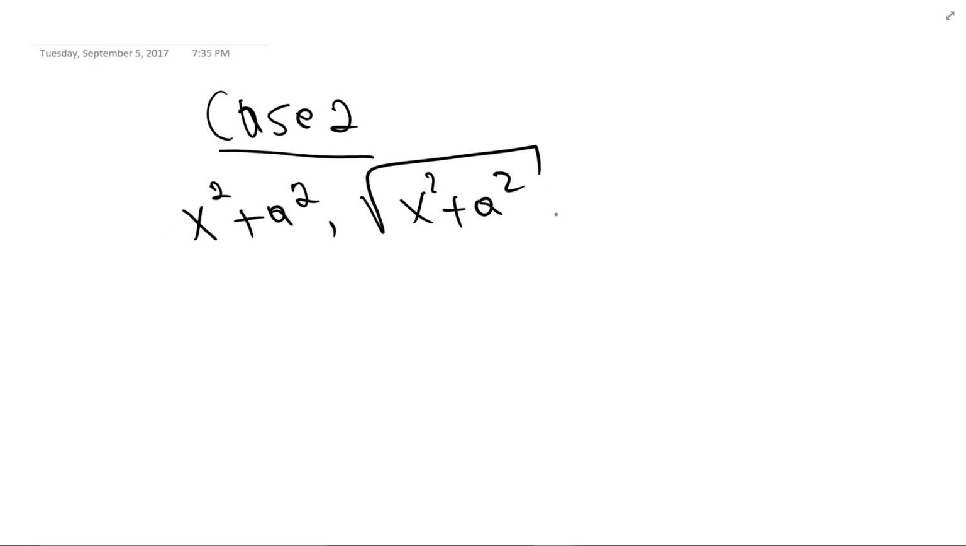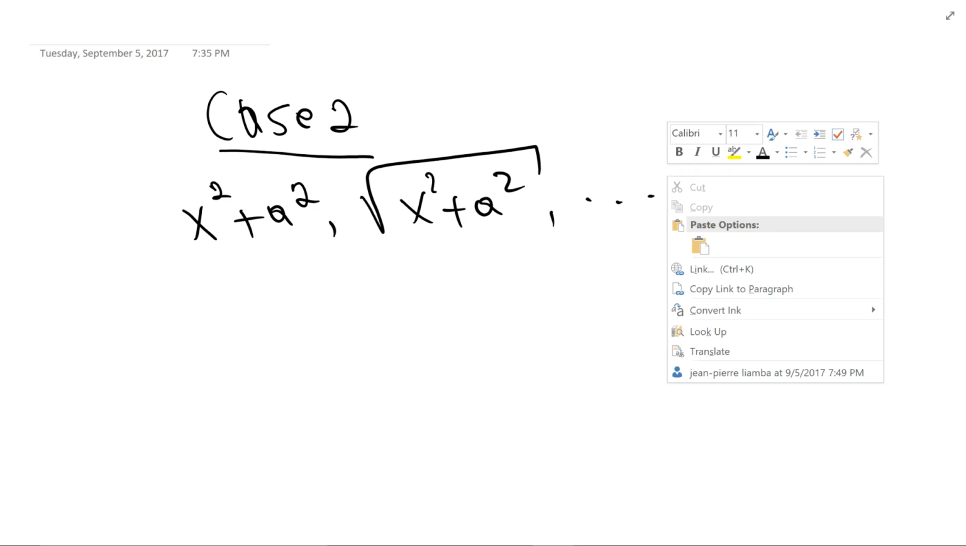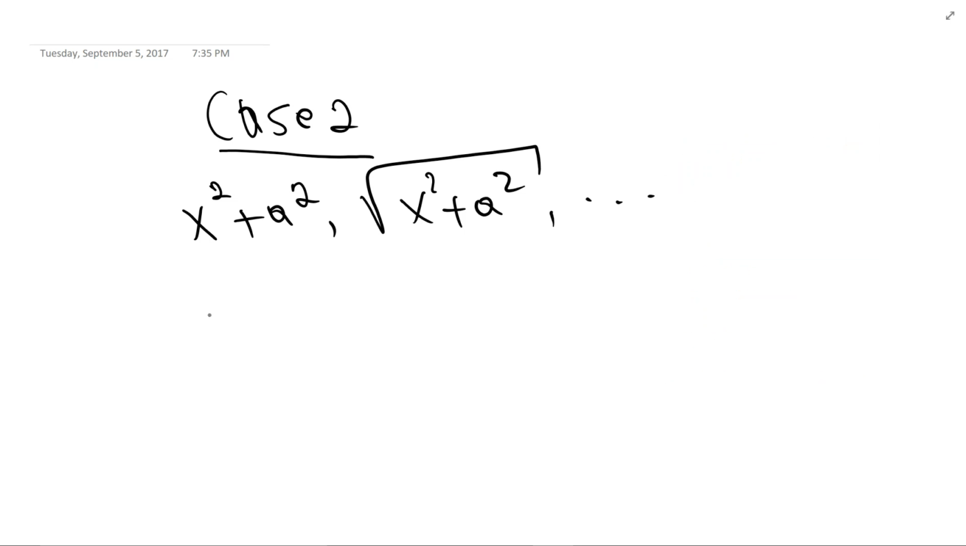For case 2, we will discuss integrals that involve non-algebraic expressions like x squared plus a squared. You take the square root of that, and so forth. When we see something like this, we will have to find the trigonometric substitution. The trig substitution is going to be x equals a times tangent theta.